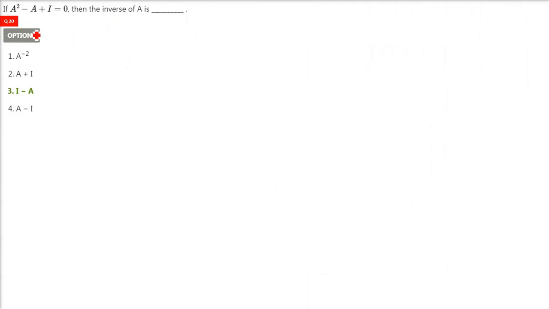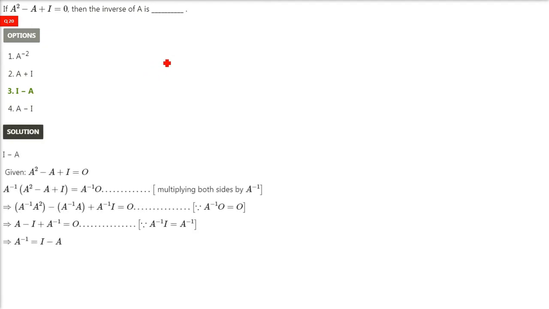Okay, this kind of question, the only way is to multiply it by A inverse, because the question is asking about the inverse of A when this expression is given. So the best way is to multiply both sides by A inverse. Let me do it. A square minus A plus I is equal to the null matrix, it is not 0. And let us multiply this with A inverse on both the sides.